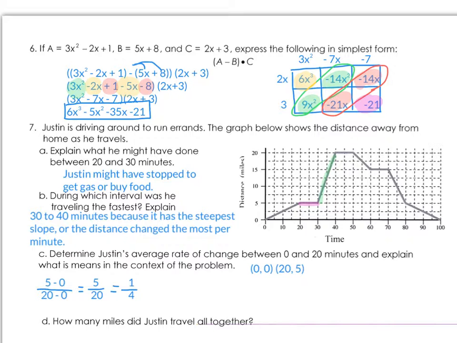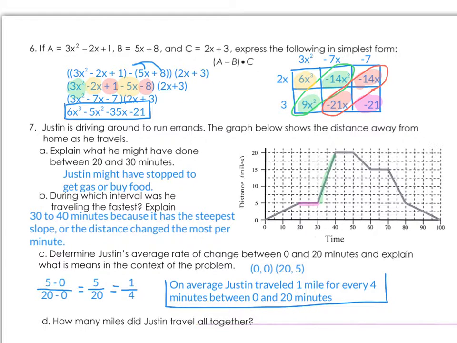But I'm not done. It said in the context of the problem, so I have to put this in words. This is the average rate of change between 0 and 20, but what does it mean? So it means that on average, Justin traveled 1 mile for every 4 minutes between 0 and 20 minutes.